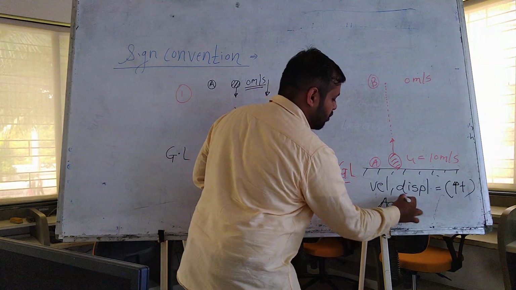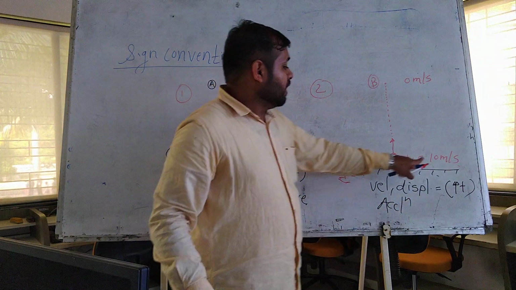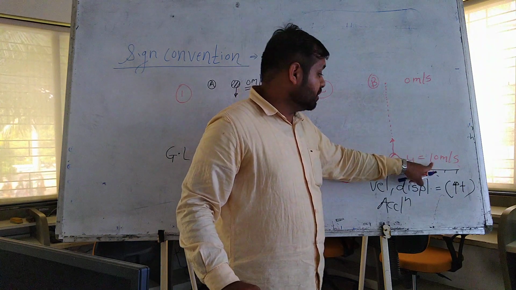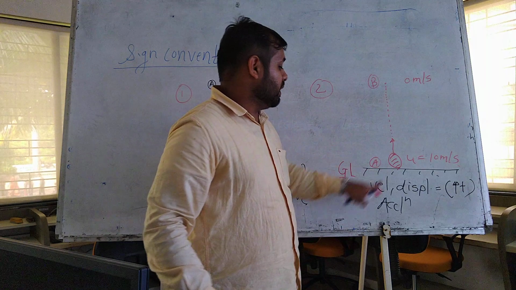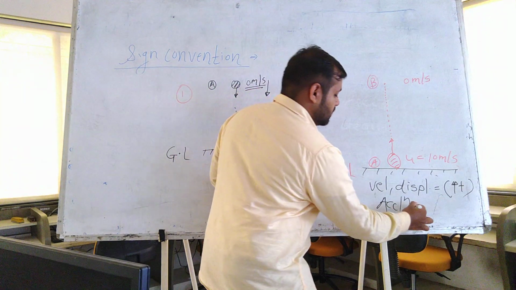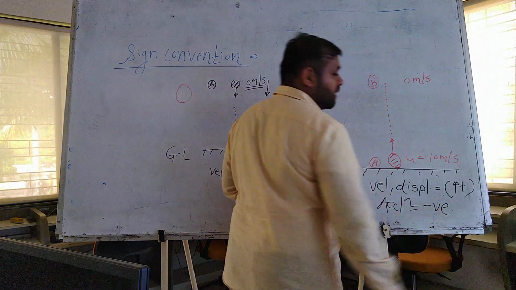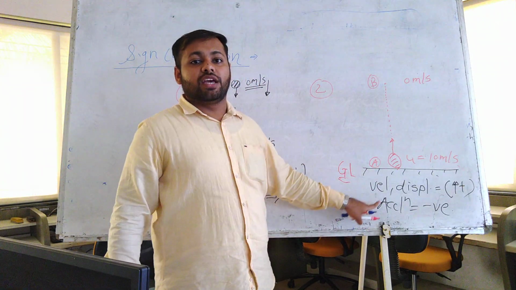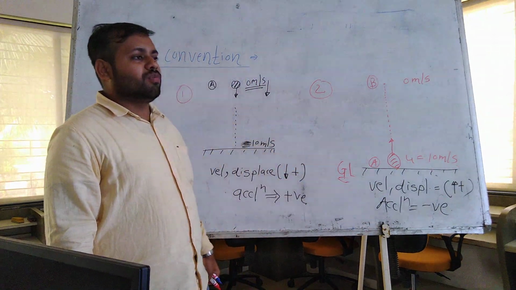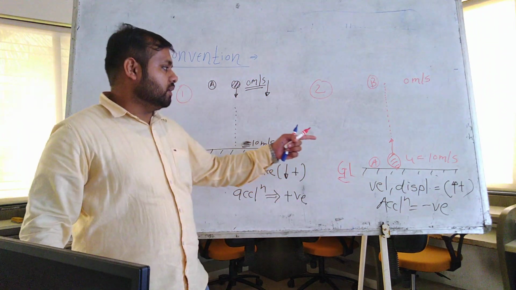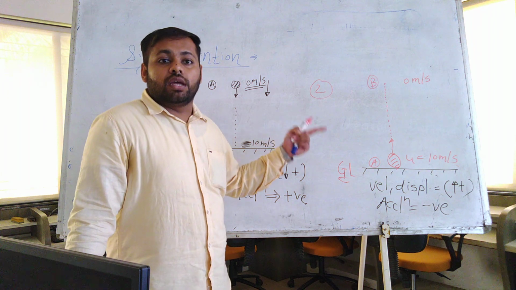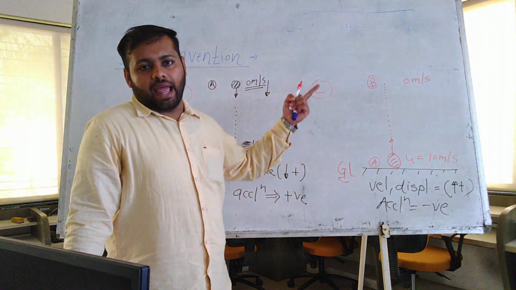Then what about acceleration? If you observe carefully, velocity decreases in the direction of motion. Then such acceleration is negative acceleration. In this case, we have to consider acceleration as negative acceleration. So I hope all of you understand the proper sign convention for velocity, displacement and acceleration.